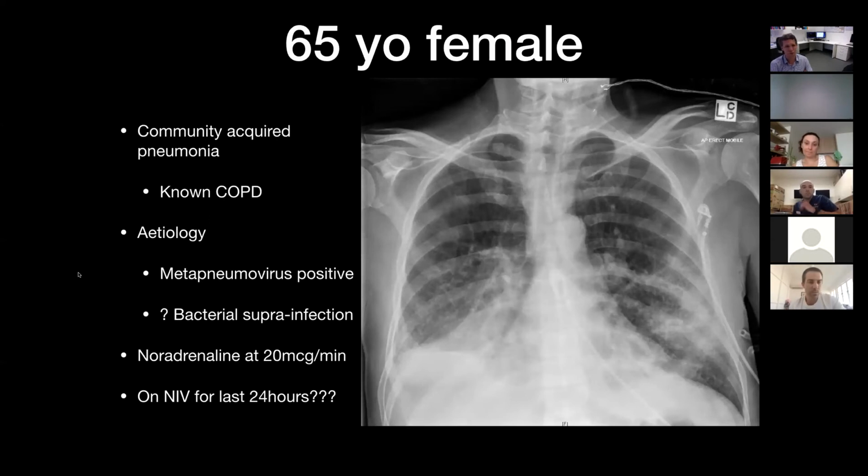So this is a 65-year-old lady. She had community-acquired pneumonia. She had a background of COPD as well. She ended up having a metapneumovirus positive infection. We thought she might have a bacterial superinfection on top of that. And she was on a not insignificant amount of noradrenaline. This was her image. She was put on NIV for 24 hours, and we could probably talk a lot about giving someone with a chest X-ray like that NIV for 24 hours, which I'm not sure is right. But anyway, it's about echo, not anything else.